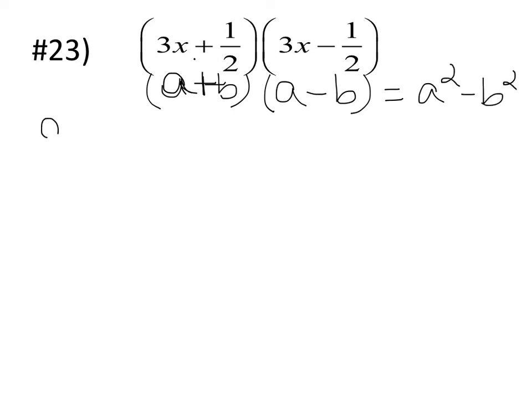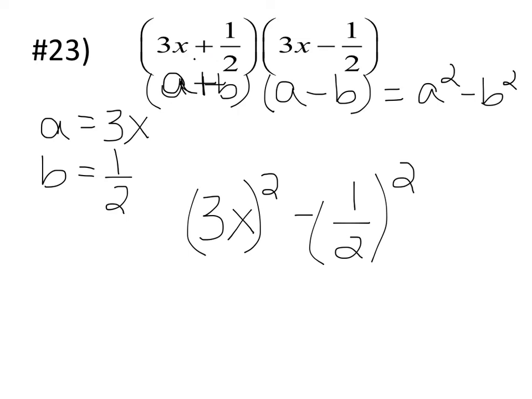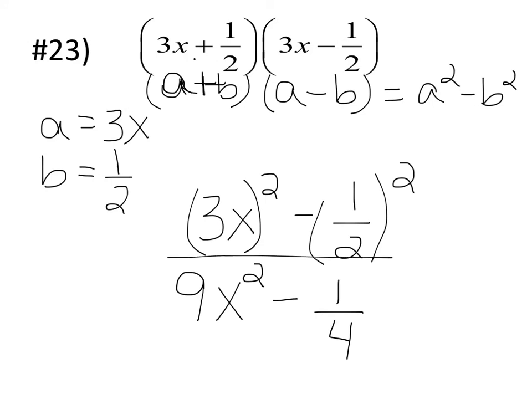So what that means is in this case a would be 3x and b would be 1/2. So we would say 3x squared minus 1/2 squared, and that would be our answer. But we can take that a little bit further, right? If you square 3x, you're actually squaring both your 3 and your x, right? We know 3 squared is 9, so this would just become 9x squared, because we squared our 3, minus, and if we square 1/2, you square your numerator and you square your denominator, and you get 9x squared minus 1/4.